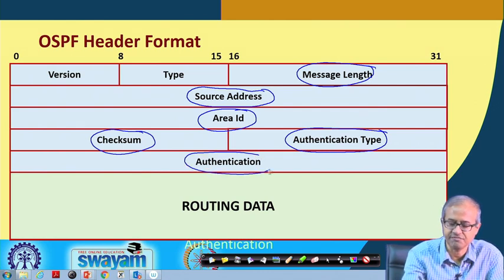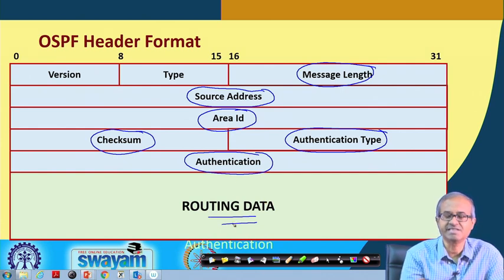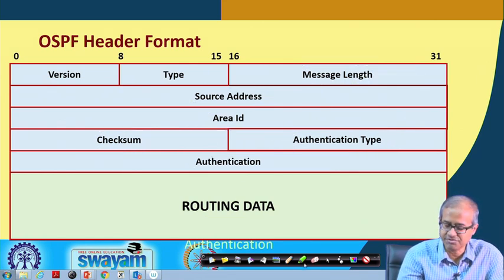and some authentication information, and of course, the actual link state advertisement or whatever you are sending, the actual routing data, link states, etc. Okay. So, these are the information which are carried as part of an OSPF packet.